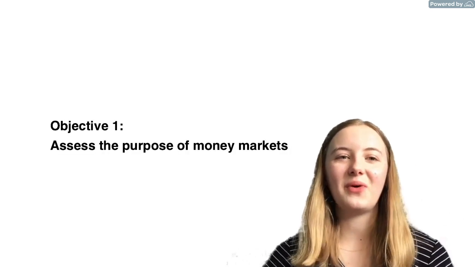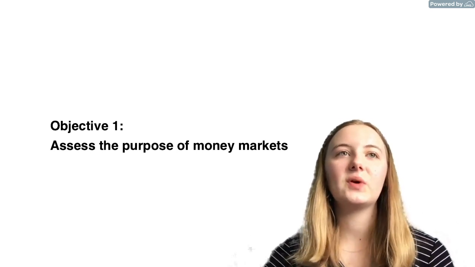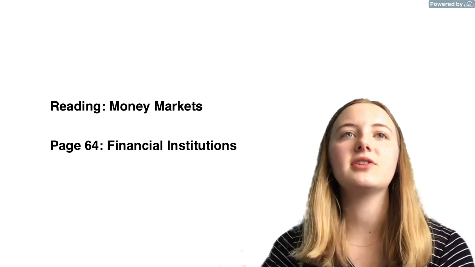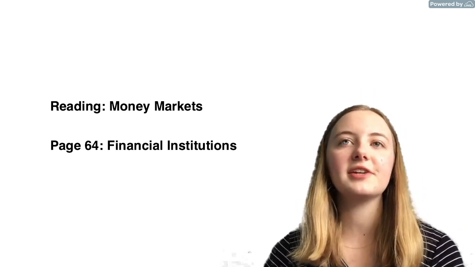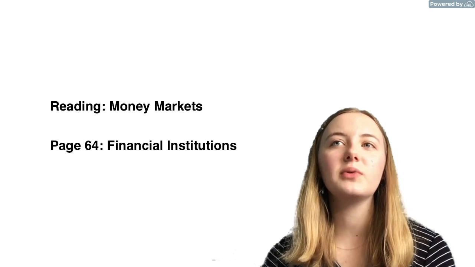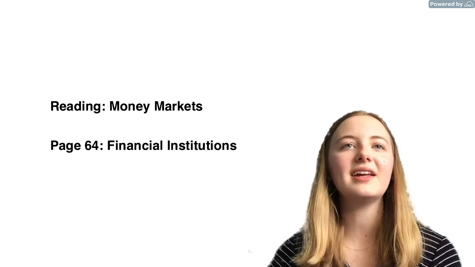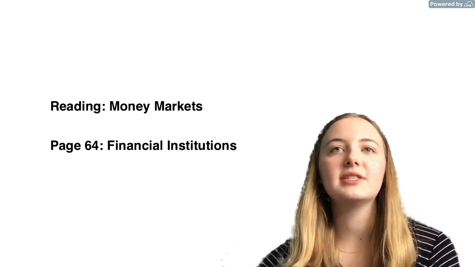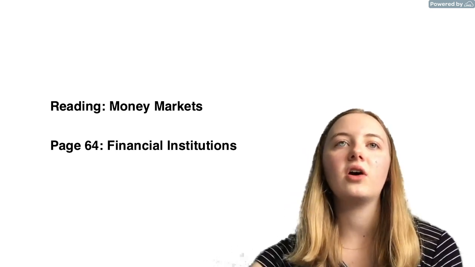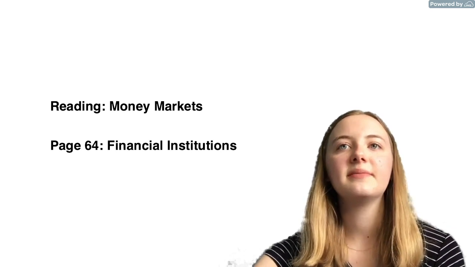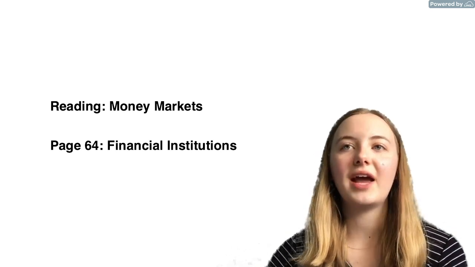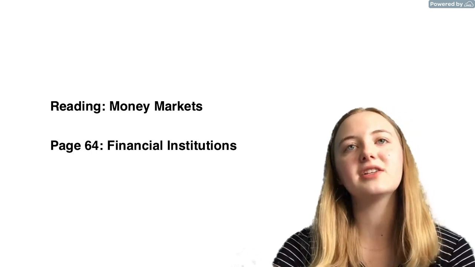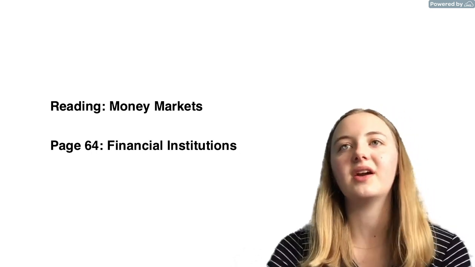Okay, this is Objective 1. Starting on page 64, let's read. Financial institutions. Financial institutions are the firms that provide access to the financial markets, both to savers who wish to purchase financial instruments directly and to borrowers who want to issue them. Because financial institutions sit between savers and borrowers, they are also known as financial intermediaries, and what they do is known as intermediation. Banks, insurance companies, security firms, and pension funds are all financial intermediaries.